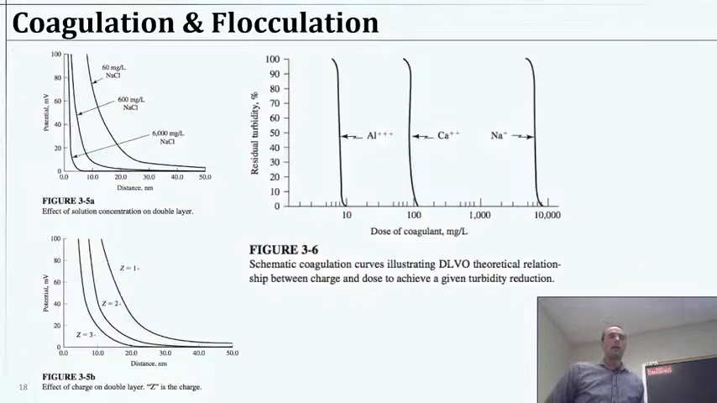Okay, so if we take a look at what happens practically when we do exactly that, and we say, well, maybe we had sodium. Let's take a look at this larger figure on the right first, 3-6. So this is showing us, it says a schematic coagulation curve illustrating this DLVO, that's the van der Waals forces, basically, this interaction of when do they become sticky. Theoretical relationship between charge and dose to achieve a given turbidity reduction.